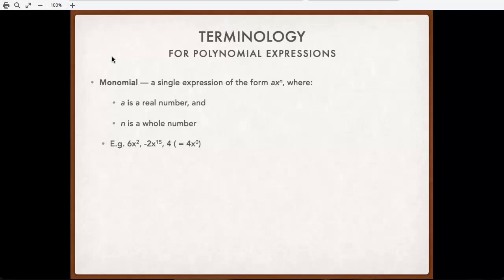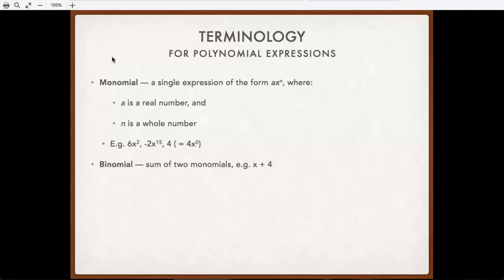A monomial is a single expression of the form ax to the n, where a is a real number and n is a whole number. So we've got a variable, it's being raised to a whole number power, and it's got some coefficient at the beginning. Now the whole number power could be 0, so something like 4, you see in the examples there, you could think of that as 4x to the 0, so that's a monomial. And that coefficient could be a negative number, like negative 2x to the 15th. It could also be an irrational number, any real number. That's a monomial, from the Greek monos, meaning one.